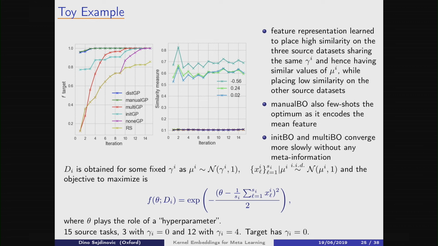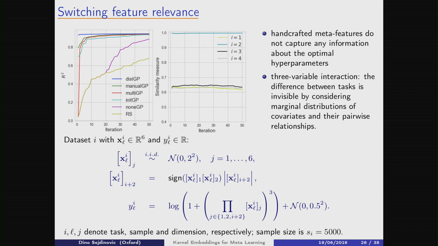So just a quick summary here: this example makes the relevant feature of the data the mean of the inputs itself, which is encoded using these manual meta features, and hence manual meta features do really well here. And we learn the representation of the data set that's relevant for hyperparameter learning, and we do as well, whereas all the other methods lack. Okay. This is an example where these meta features fail because of the way hyperparameters interact with the data distribution.